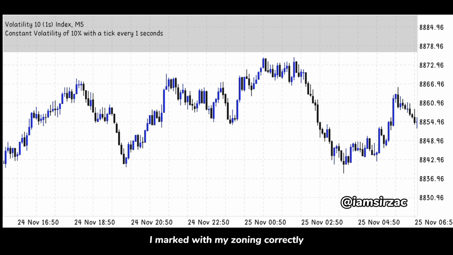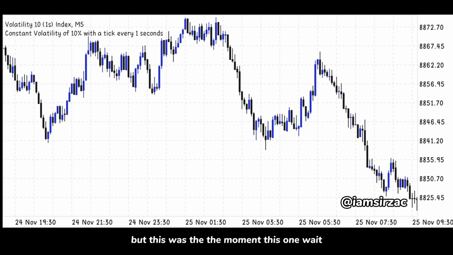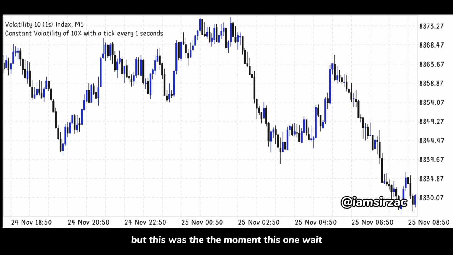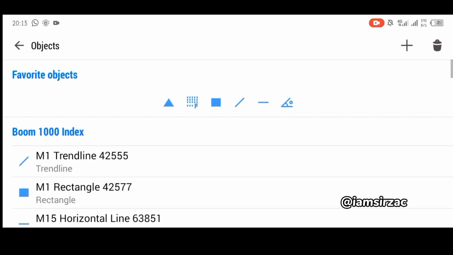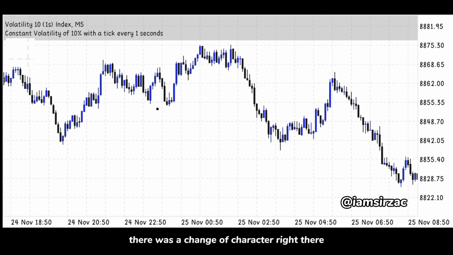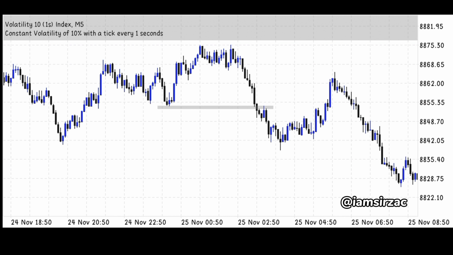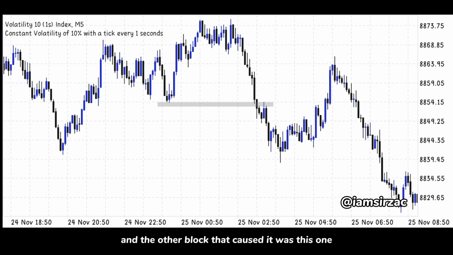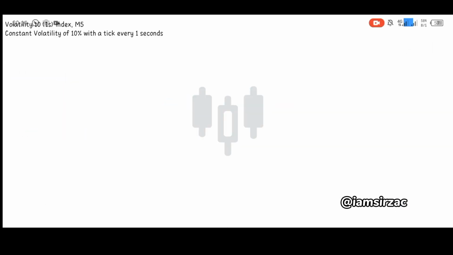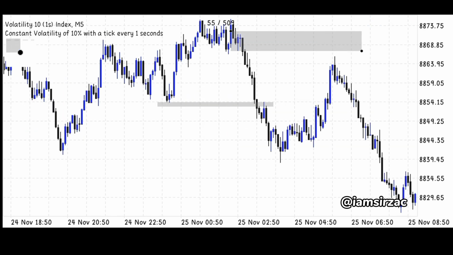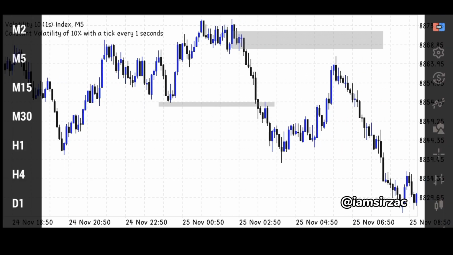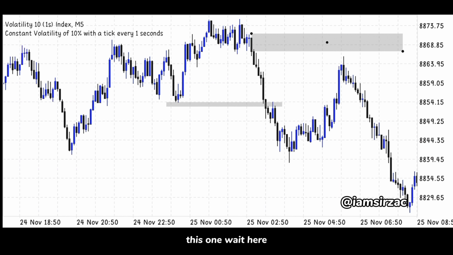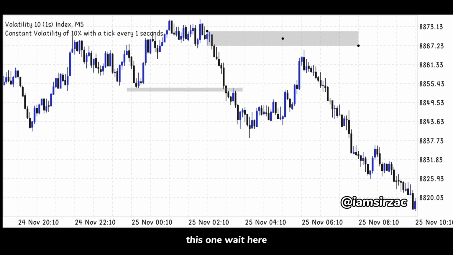I marked out my zone incorrectly, but this was the moment, this one, right, where there was a change of character right there, and then the order block that caused it was this one right here.